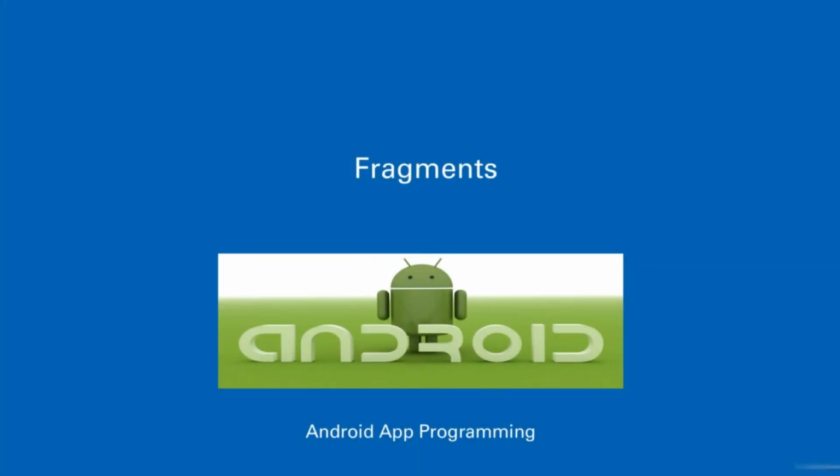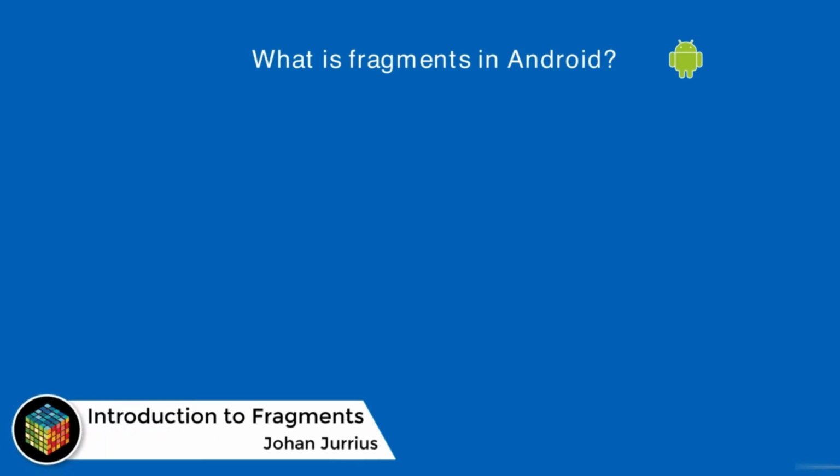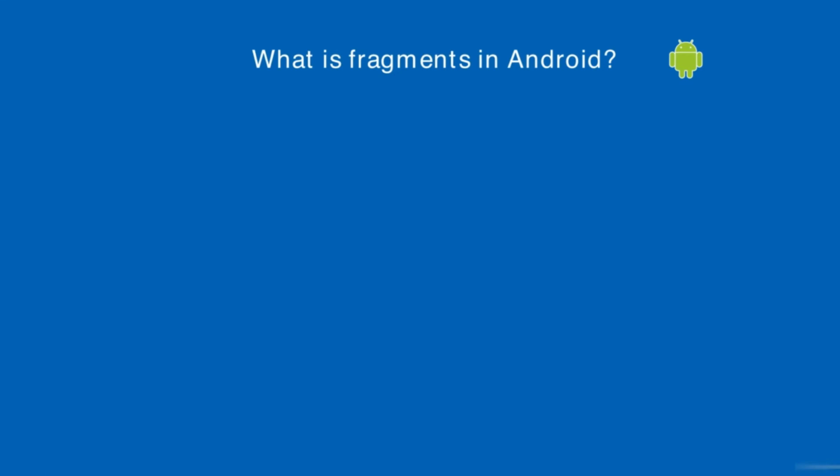In this video, we'll have a quick look at what fragments are in Android. A fragment represents a behavior or a portion of a user interface in a fragment activity. You can combine multiple fragments in a single activity to build a multi-pane user interface and reuse a fragment in multiple activities. You can think of a fragment as a modular section of an activity which has its own life cycle, receives its own input events, and which you can add or remove while the activity is running, sort of like a sub-activity that you can reuse in different activities.